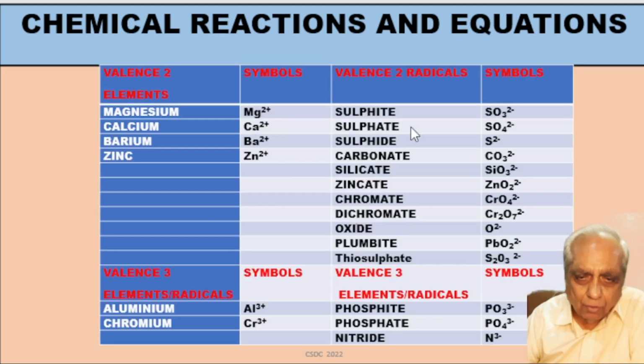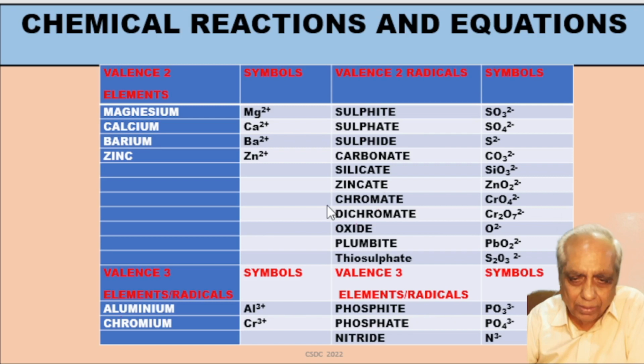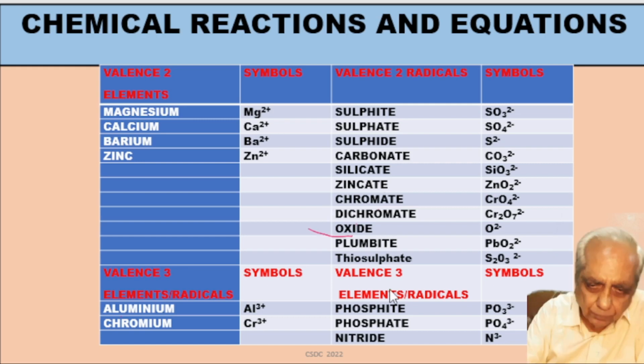Then for negative 2, what have we done? Sulfide, sulfate, sulfite, carbonate, silicate, zincate, chromate, dichromate, oxide. You learn up to here. So they have got 2, and their formulae are written here. Then for 3, there are only 3: phosphide, phosphate and nitride. So you learn these tables of valencies. This you can learn afterwards, and as I explained, carbon and silicon have valency 4.